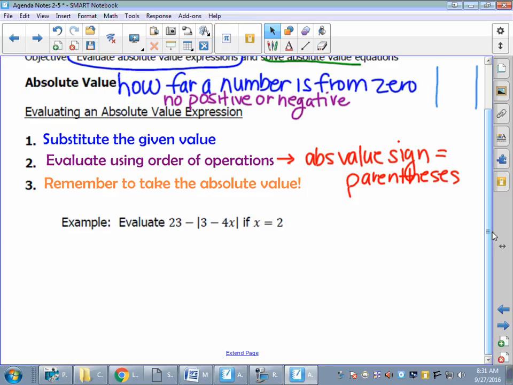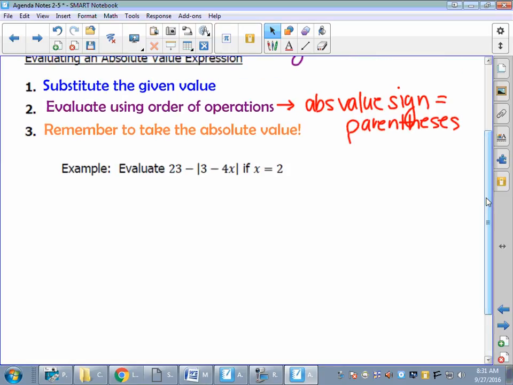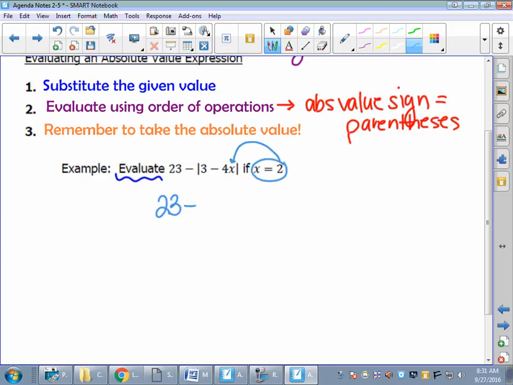So in this example I've got 23 minus the absolute value of 3 minus 4x if x equals 2. Evaluate. Notice whenever we evaluate, we're given an expression, no equal sign. We're going to just put that value in and get an answer. So I'm going to take this 2, and wherever I see an x, I'm going to substitute that in. So I'm going to have 23 minus the absolute value of 3 minus, whoops, that should be a 4, making up numbers, 4 times 2.